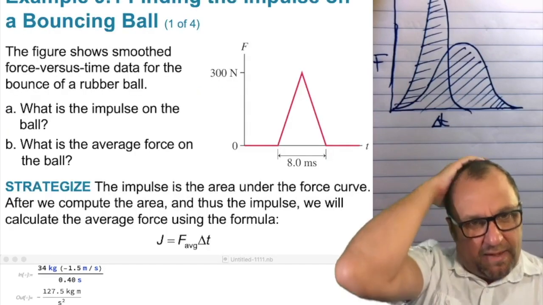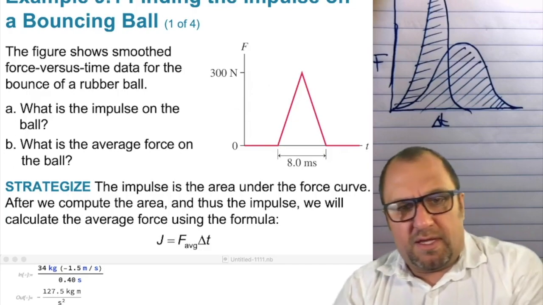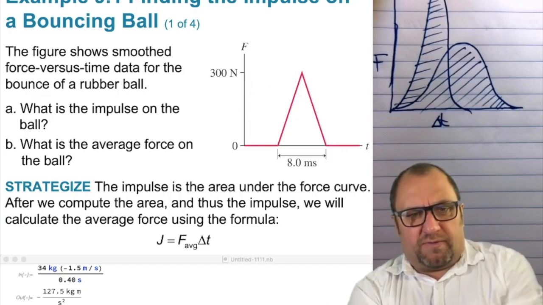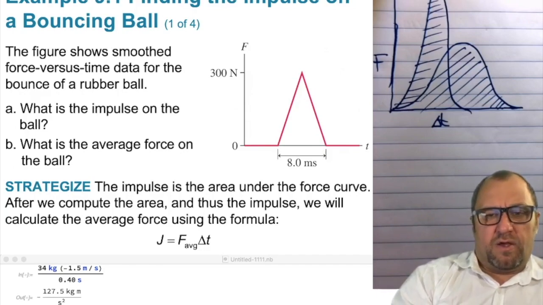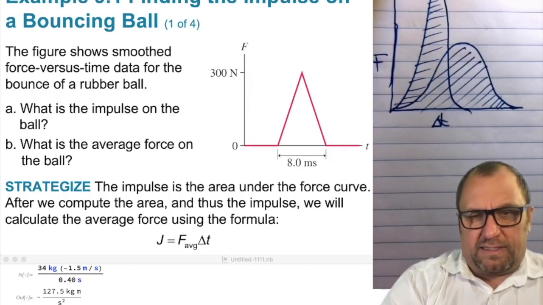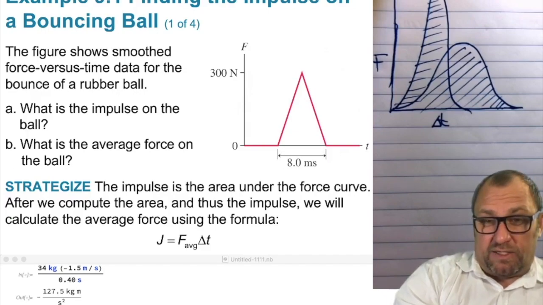All right, finding the impulse on a bouncing ball. The figure shows the smooth force versus time data for the bounce of a rubber ball. What is the impulse on the ball, A, and what is the average force on the ball? Well, the impulse is the area under the curve. So we just need to find the area of a triangle, and we can do that.